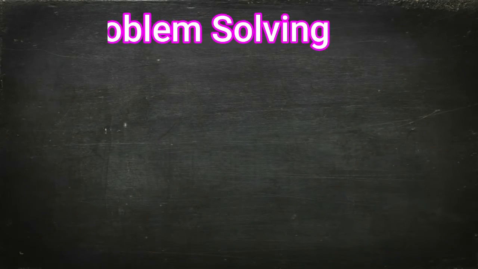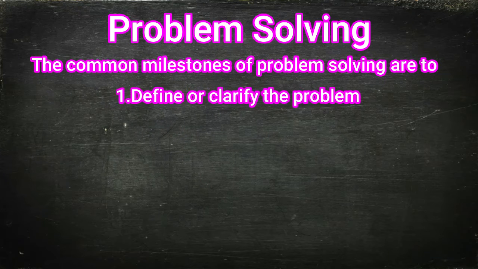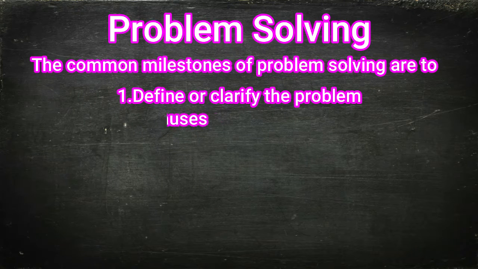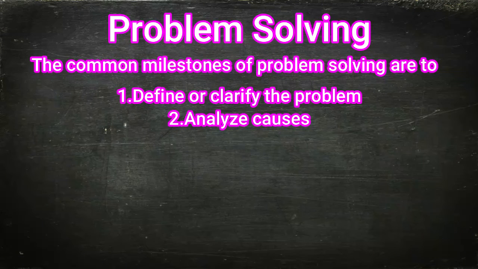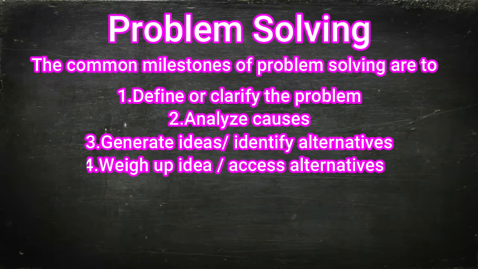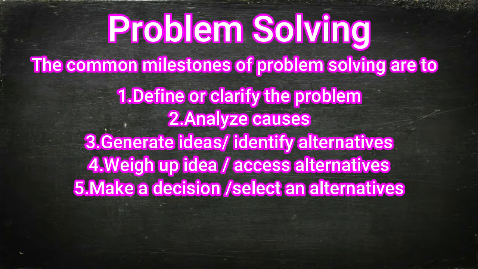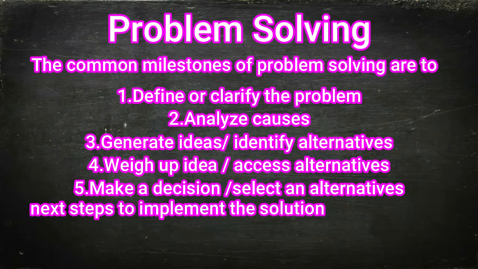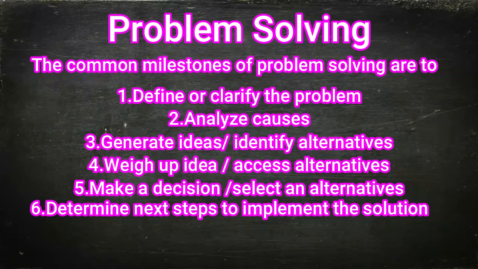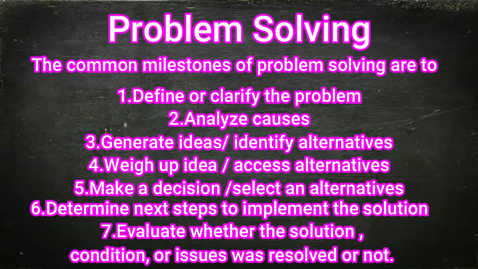On problem solving, the common milestones of problem solving are to: number 1, define or clarify the problem. Number 2, analyze causes. Number 3, generate ideas or identify alternatives. Number 4, weigh up ideas or assess the alternatives. Number 5, make a decision, select an alternative. Number 6, determine next steps to implement the solution. And number 7, evaluate whether the solution, condition, or issue was solved or not.